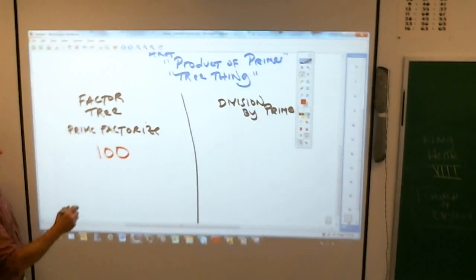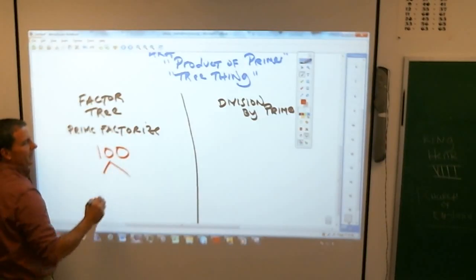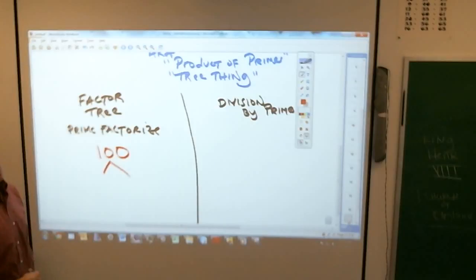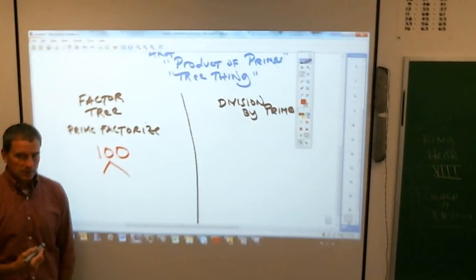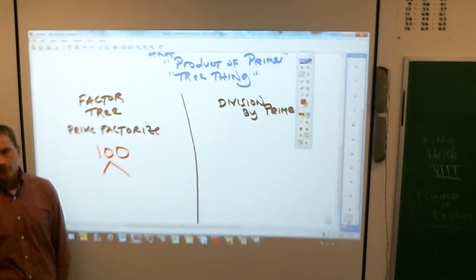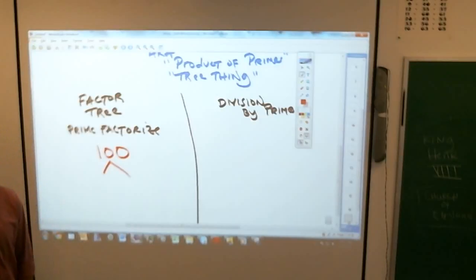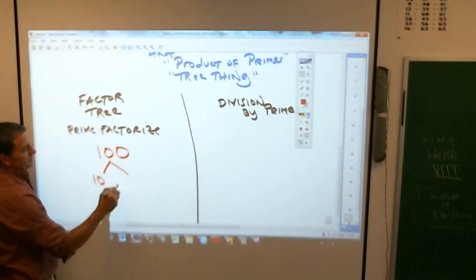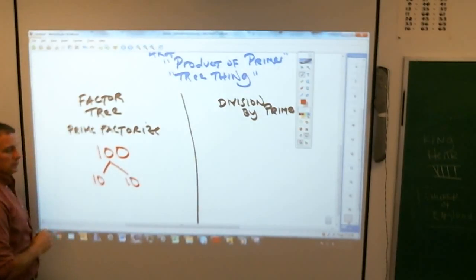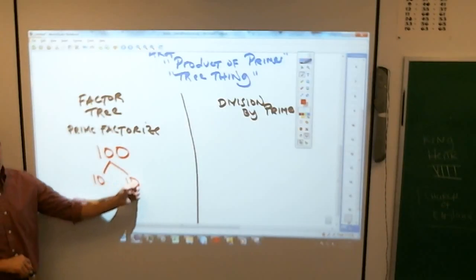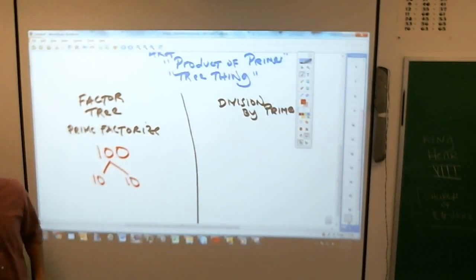You take 100 and you just break it down into two factors. What times what gives you 100? There's no wrong answer as long as it's something times something gives you 100. You could do 50 times 2, 4 times 25, 10 times 10, whatever Wade says. All right, we'll do 10 times 10. Now, your little tree doesn't stop until you get a prime number. Neither one of these 10s are prime, so you can break them both down again.